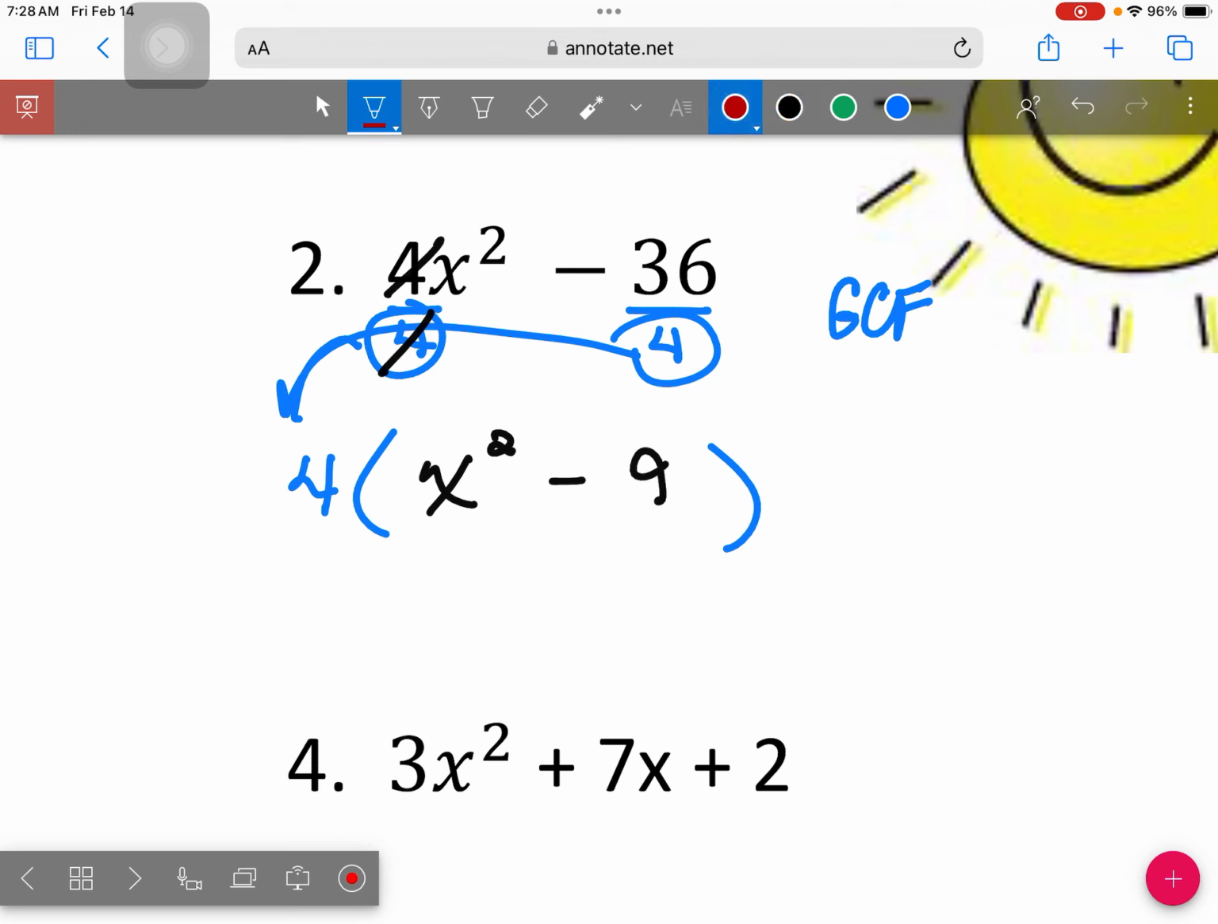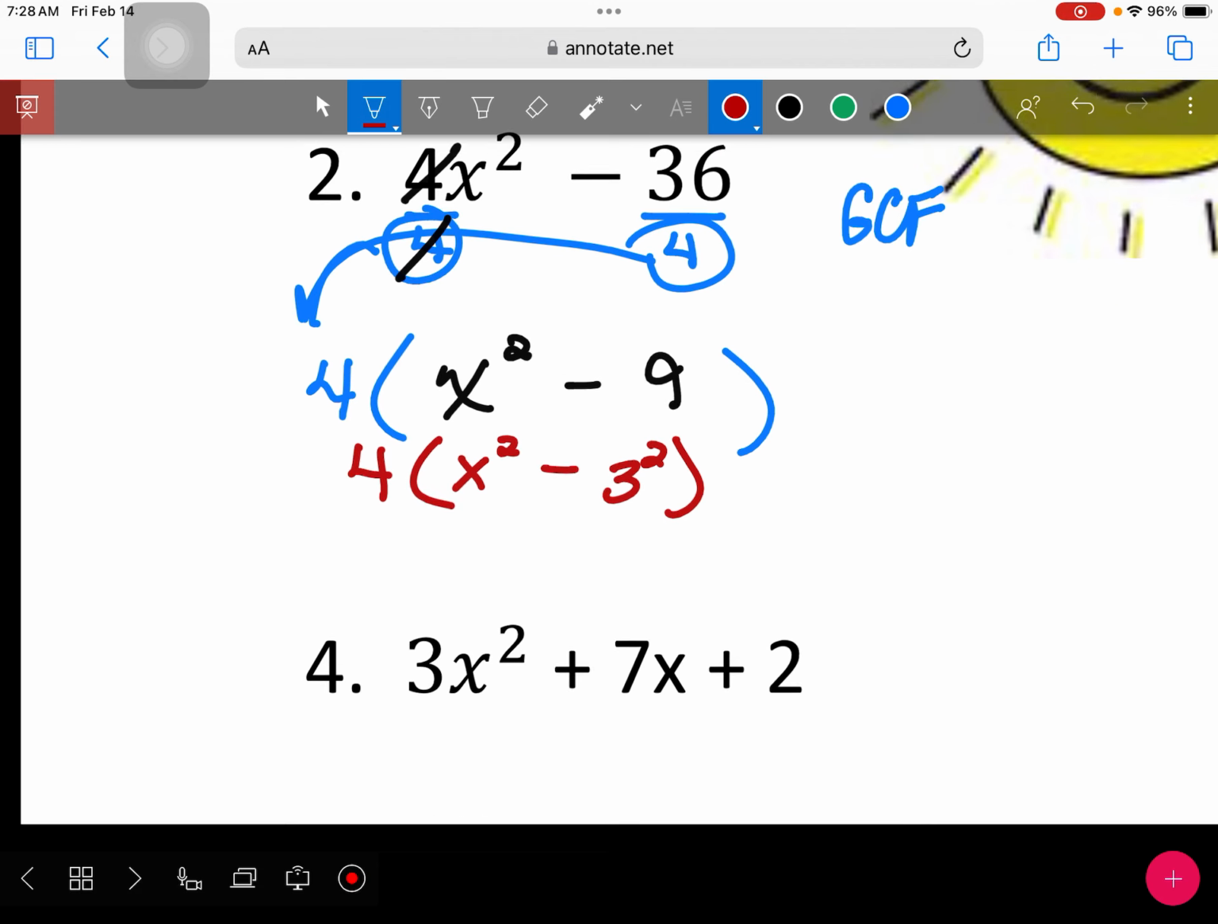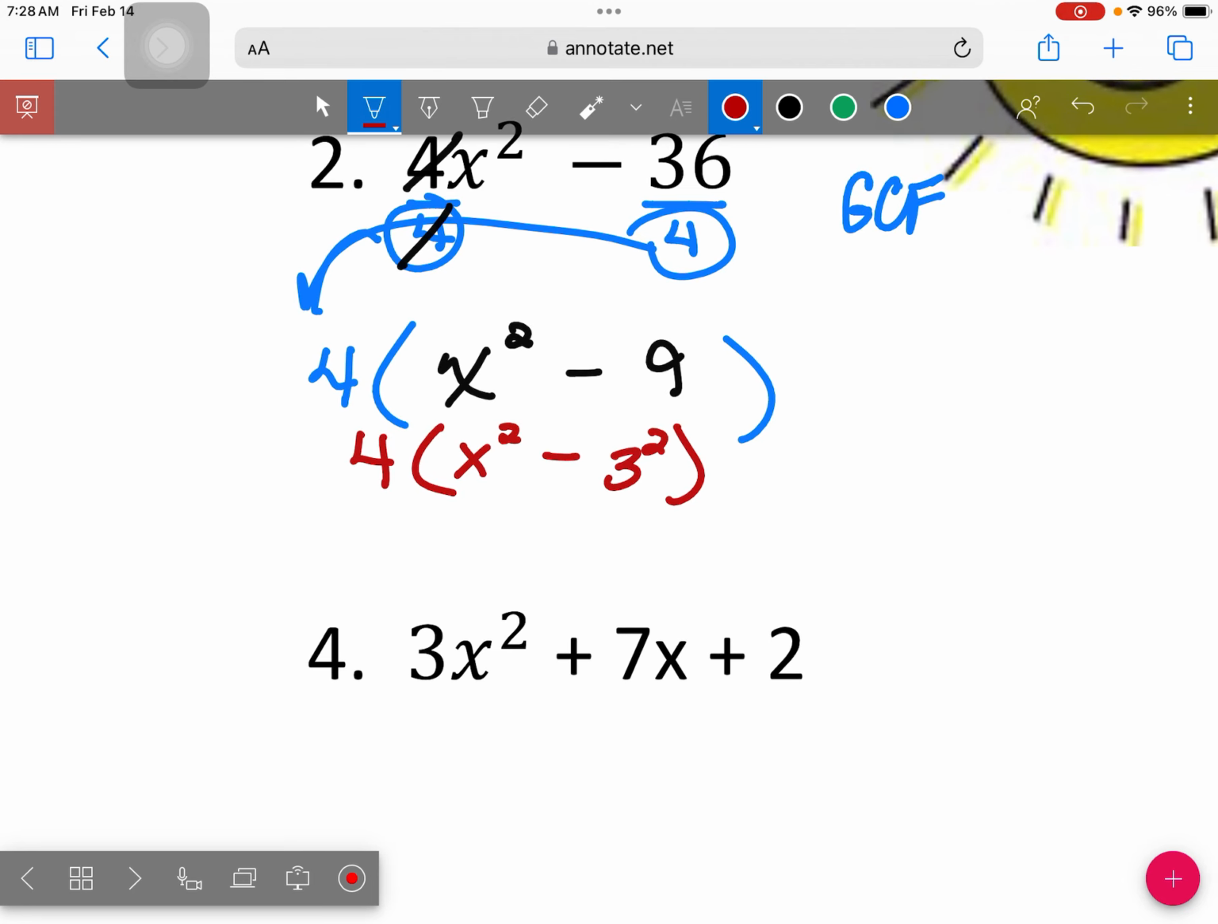Then hopefully you look at this and you say, hey, this looks like it could be a difference of 2 squares. So I could rewrite 9 as what times what? What whole number times what whole number? Yeah, 3 squared. So I can rewrite that so I actually see a difference of 2 squares. And I would really like to see this. Do you have to show it? No, but it easily says this is a perfect square and this is a perfect square.